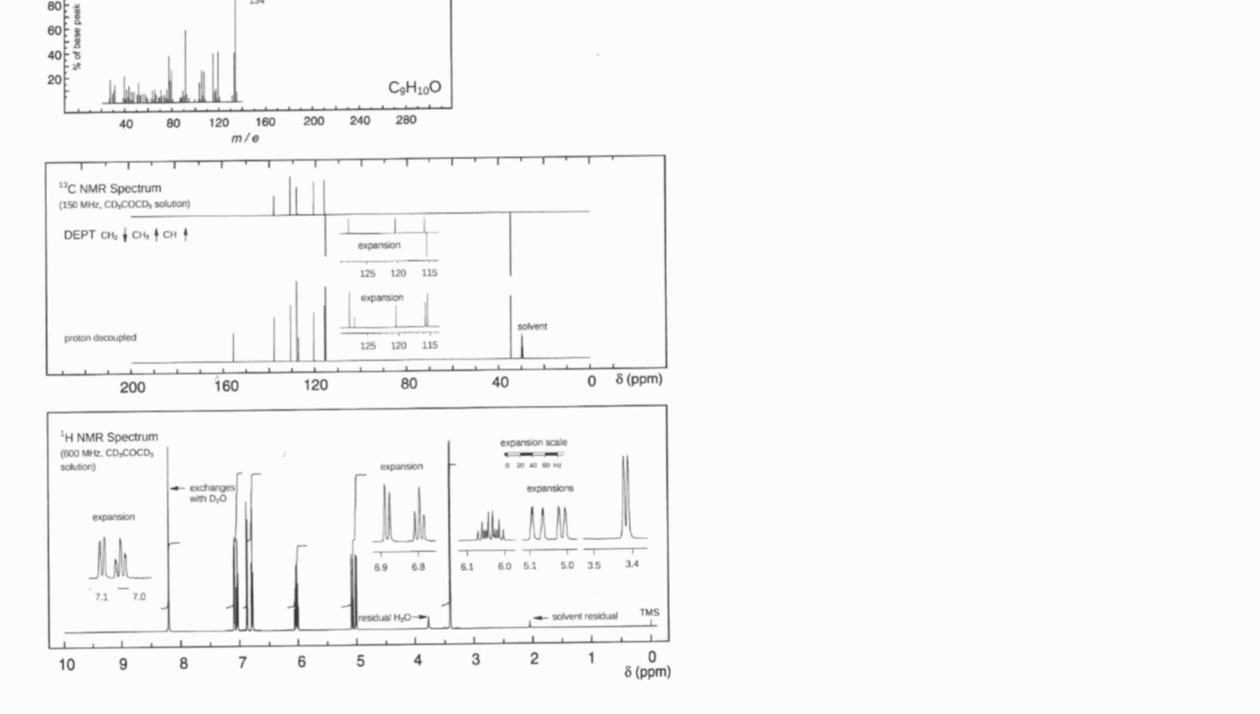Now let's get started. Here is our first unknown. We've been given infrared, mass spec, carbon-13, and proton NMR information. I want to start by looking at the mass spec. They haven't labeled many of the peaks, but what they have done for us is they have identified a molecular formula of C9H10O.